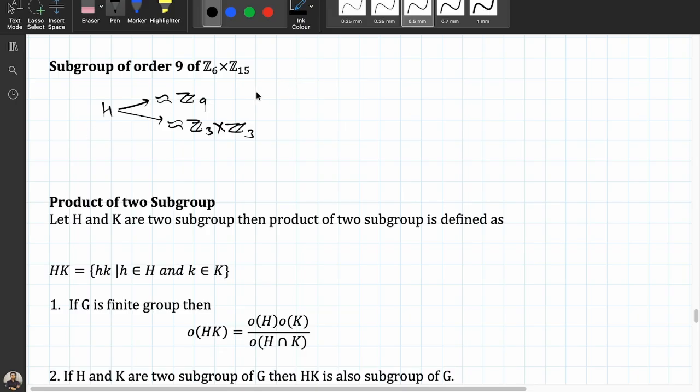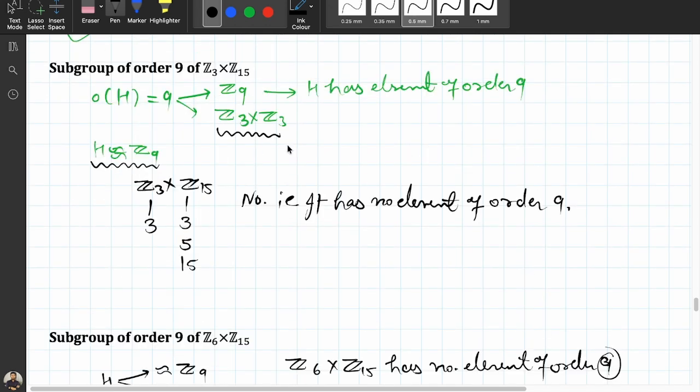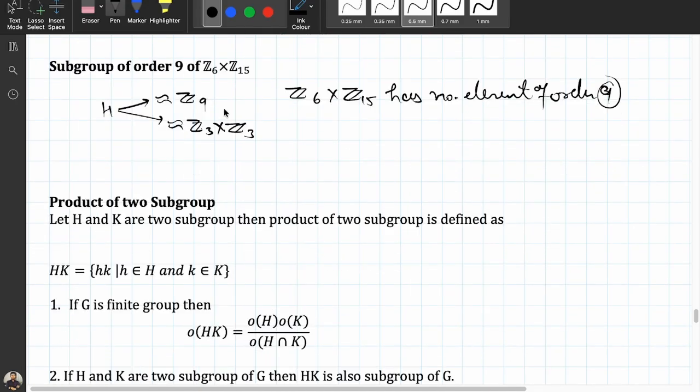Now what about this? From here, Z6 cross Z15 has no element of order 9. It does not have an element of order 9, but it does have an element of order 3. Then this is a subgroup of this. And again, this is also a subgroup of this because it has elements of order 9. H has 8 elements of order 9.